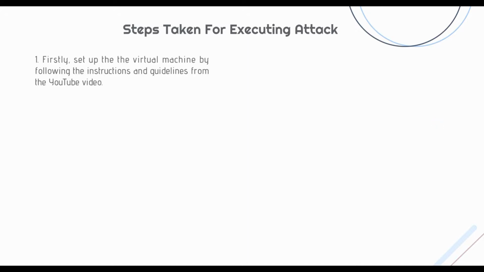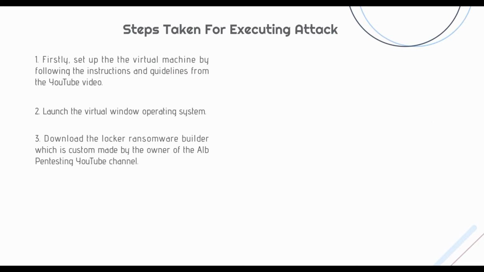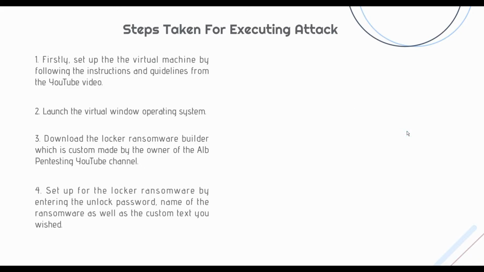So let us brief about the steps taken in order to execute the attack. Firstly, it will be setting up the virtual machine by following the instructions in the YouTube video. After that, launching the virtual Windows operating system to execute the attack. After that, you need to download the local ransomware builder, which is created by the ALB Pentesting YouTube channel and custom made for this demonstration.